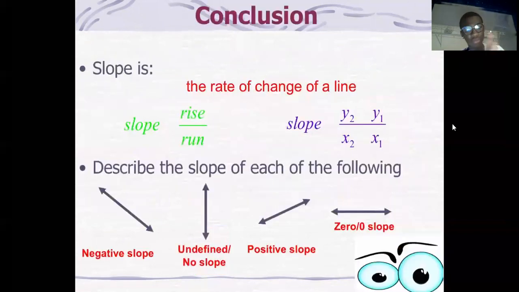Here's the conclusion. Slope is the rate of change of a line. Slope can be defined by doing rise over run, and slope can be defined by y2 minus y1 over x2 minus x1. Describe the slope of each of the following. Once again, when it goes downwards, it's negative. When it goes straight up and down, which is vertical, it is undefined or no slope. When it goes up, it's positive. When it goes directly horizontal, it is 0 slope.